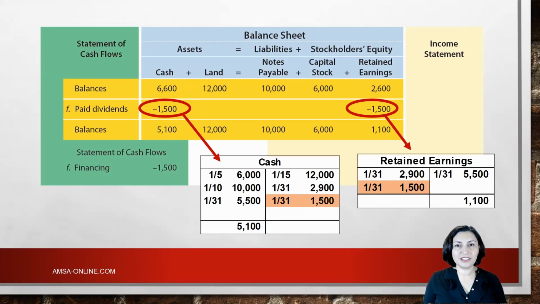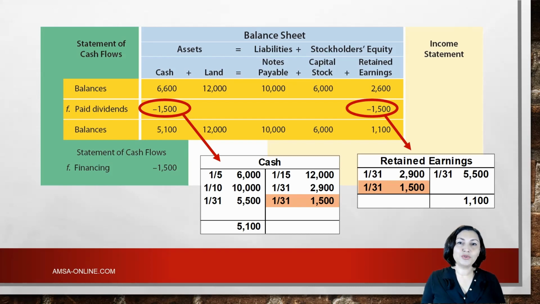Decreases in asset accounts are shown with a credit. So the amount is placed on the credit or right side of the cash account. The dividends account increased by $1,500. Increases in dividends account are shown as debits. So the amount is placed on the debit or left side of the dividends account.